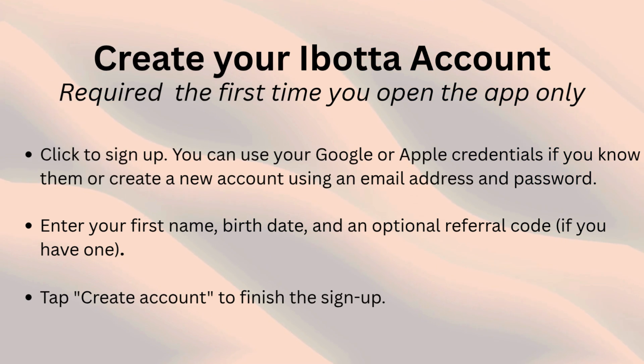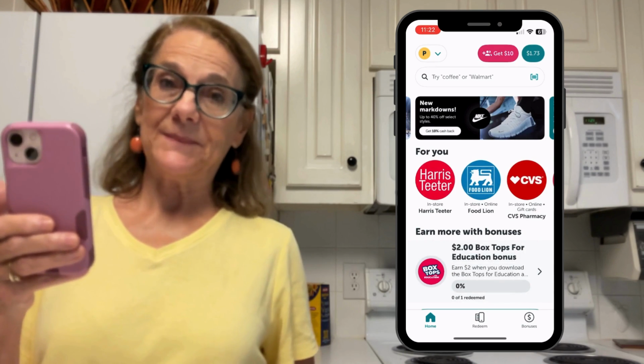The first time that you log into Ibotta, it will prompt you to sign up or create an account. I'm sorry that I forgot to include the actual footage of creating an account in the video, but here's what you do. You're going to click sign up. You can use your Google or Apple credentials if you have them and know them, or create a new account with an email address and password. You may have to enter your first name, birth date, and some other details, then finally click create account to finish the sign up. And this is the home page of the Ibotta app.